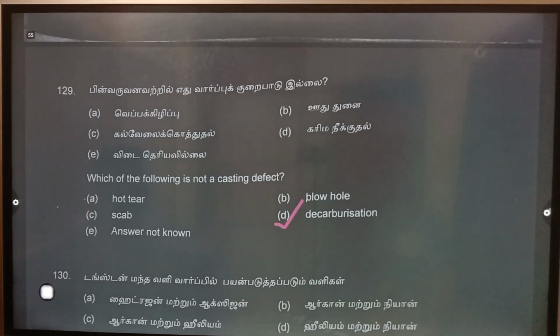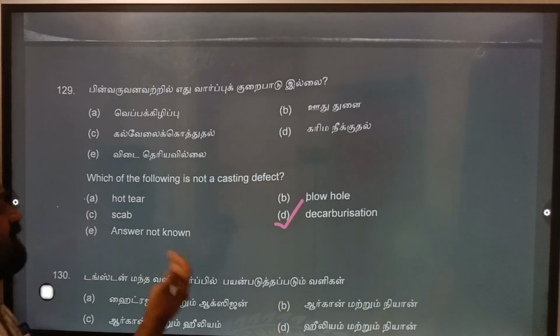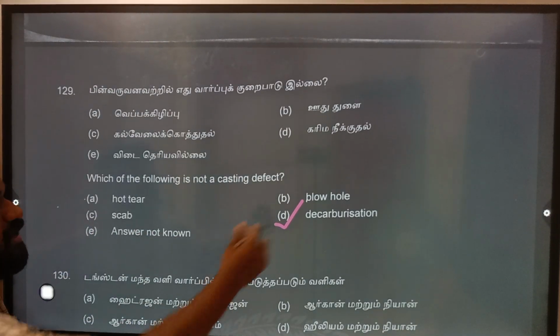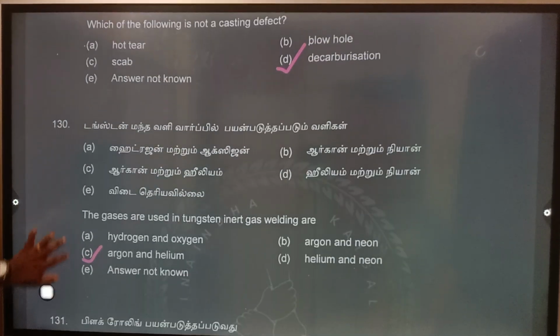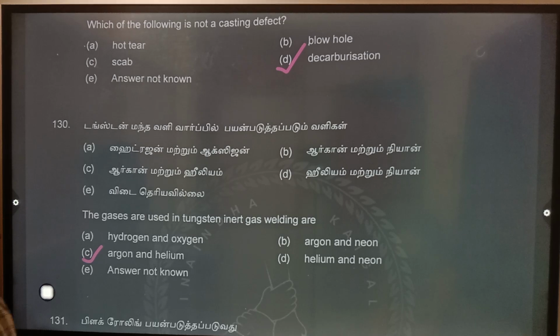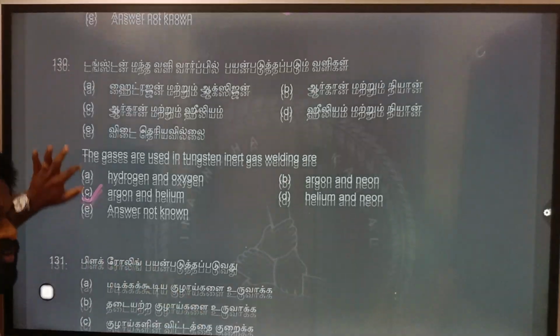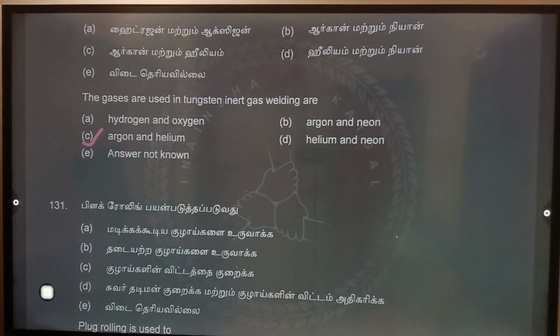129. Which of the following is not a casting defect? The others are all casting defects. Decarburization is not a casting defect. So answer is D. 130. The gases used in tungsten inert gas welding. Very direct question: argon and helium. Okay, C is the answer.